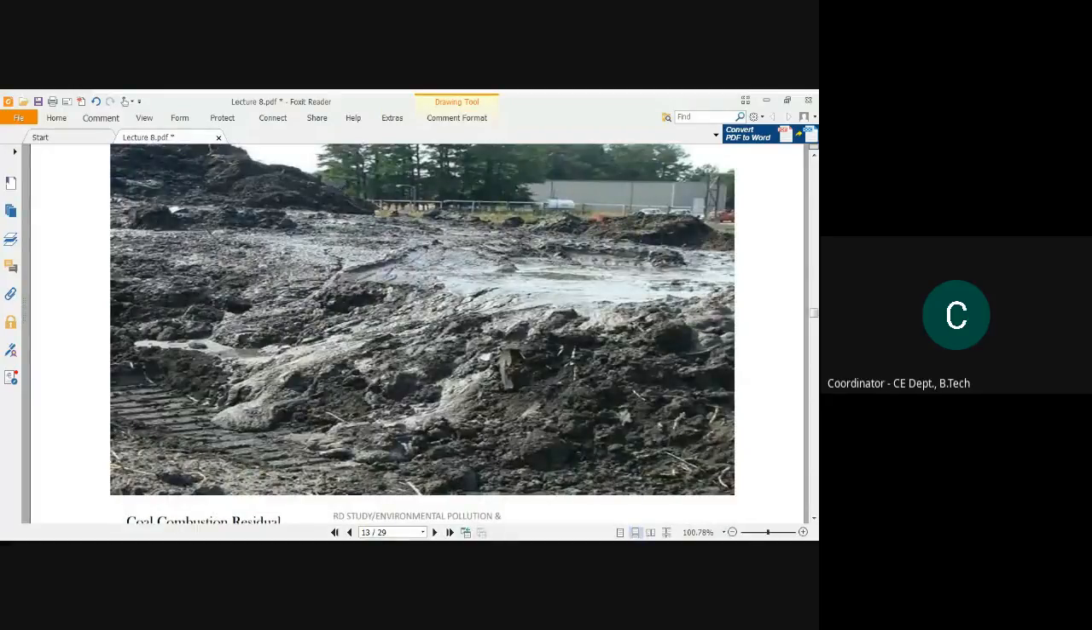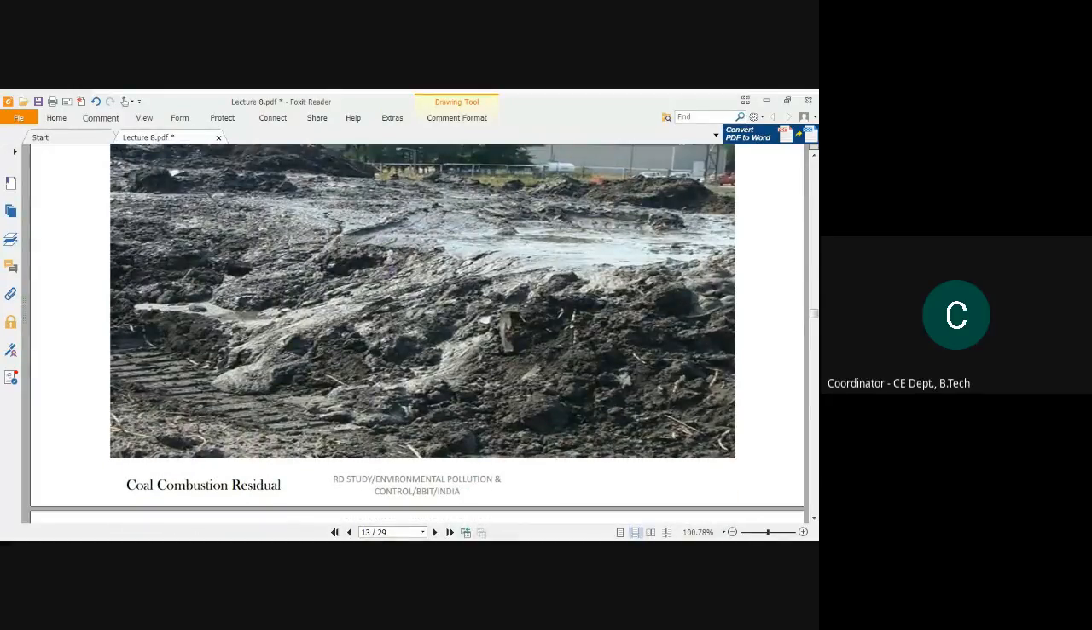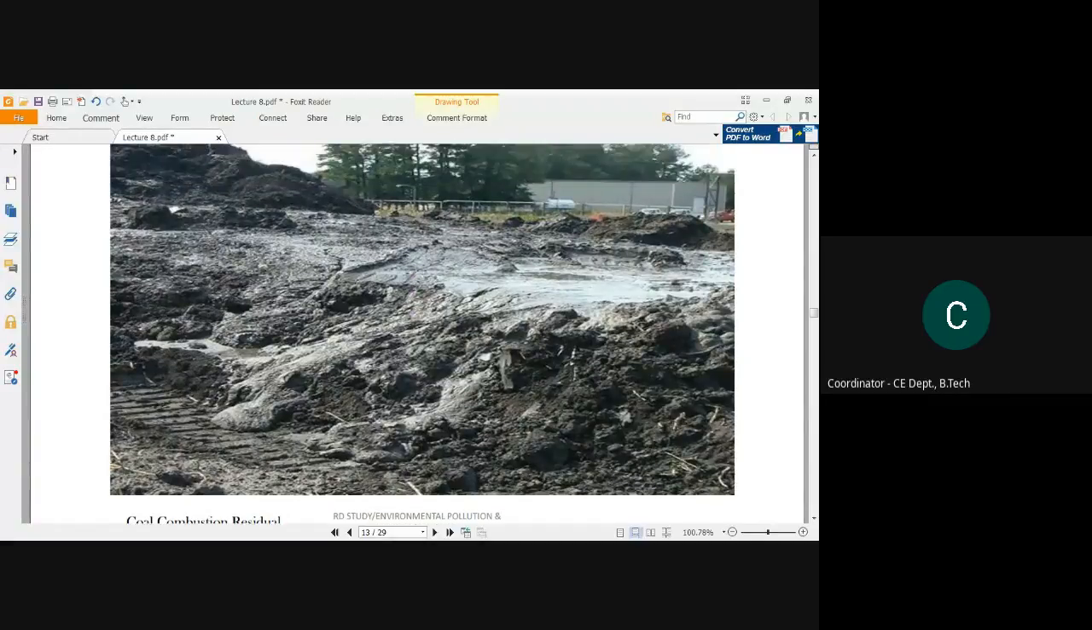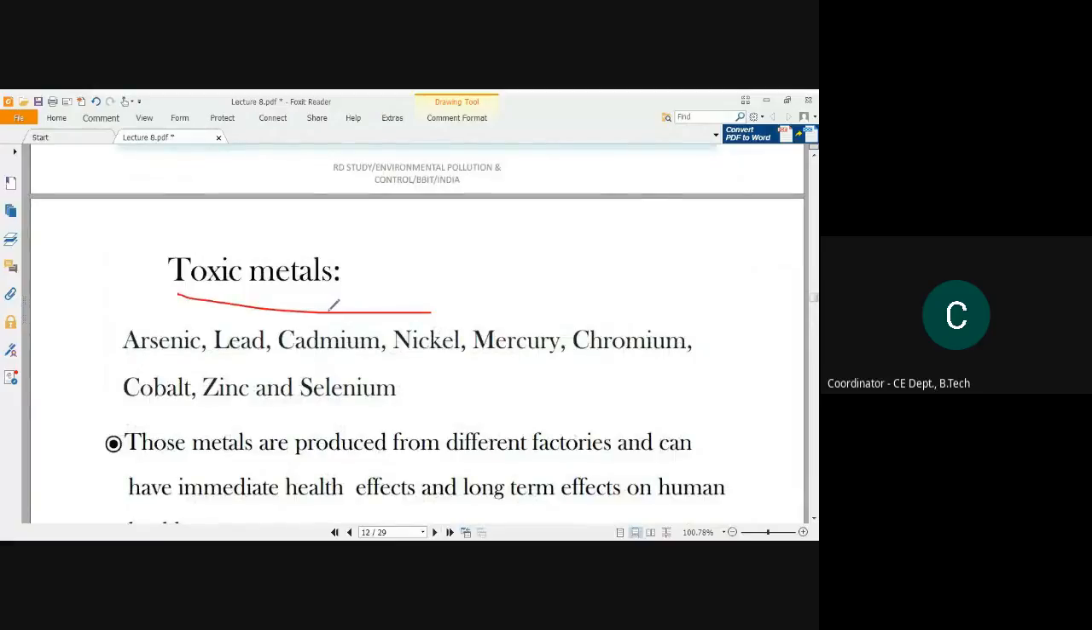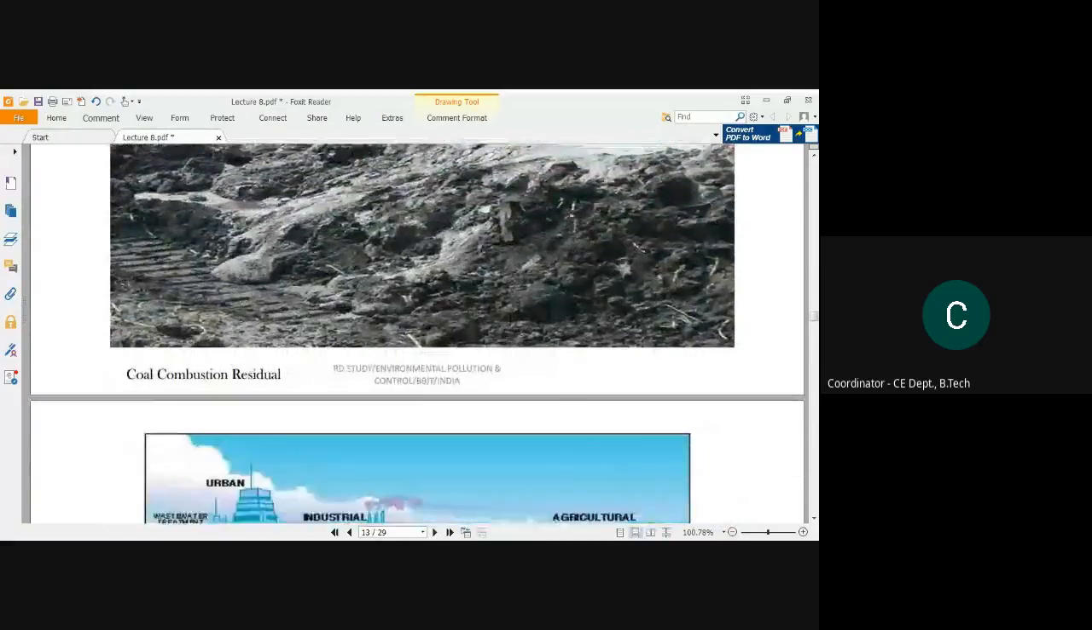So this is a picture or diagram. As you can see, these residuals or toxic metals have been created due to coal combustion, and this is the coal combustion residual. This picture is not very unknown to us. You might have seen that beside these pollutants or residuals, the slums basically stay. So they are very prone to toxic metal pollution or poisoning.